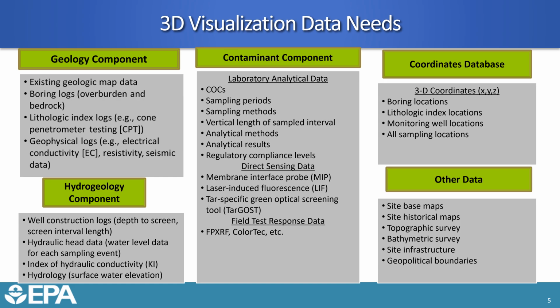So here are some examples of different types of geologic, hydrogeologic, and chemical contaminant components that are oftentimes used in 3D visualizations. Things such as geologic map data, boring logs, lithologic information, well construction data, index of hydraulic conductivity, chemical contaminants, sampling periods, sampling method, analytical methods. If you use high-resolution site characterization and direct push, that information can also be included in here.